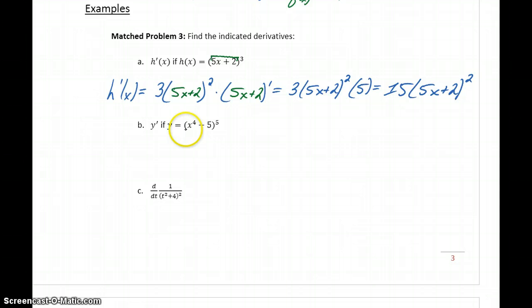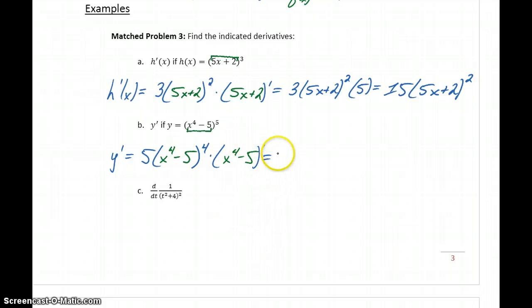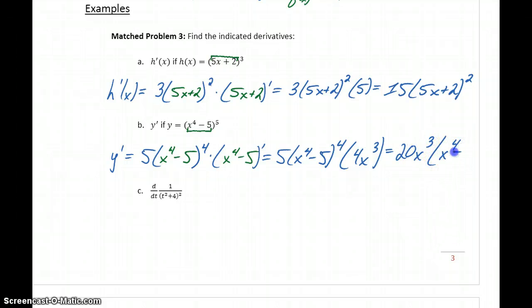So in part B, our inner function here is x to the fourth minus 5. So y prime is going to equal 5 times x to the fourth minus 5 to the fourth power times the derivative of x to the fourth minus 5. So we'll get 5 times x to the fourth minus 5 to the fourth power times 4x cubed, or 20x cubed times x to the fourth minus 5 to the fourth power.